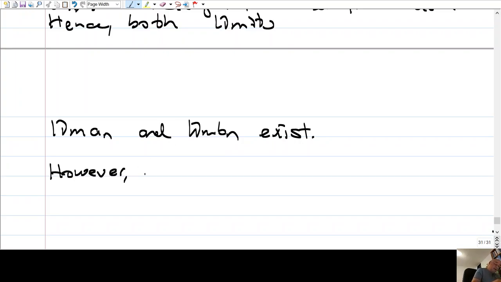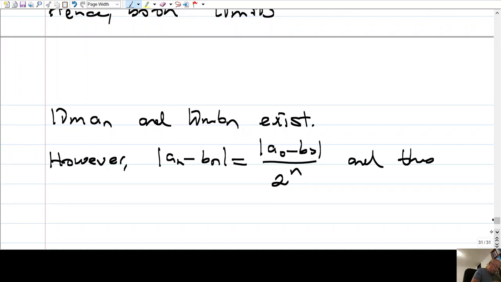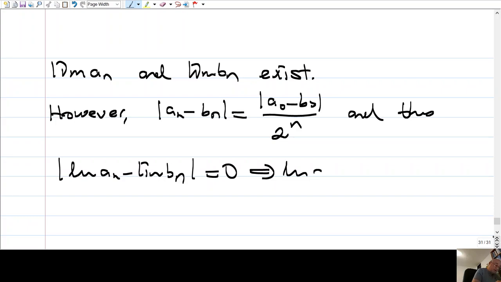the distance between a_n and b_n, right? What is this distance, a_n and b_n? This was (a_0 minus b_0) over 2 to the power n, and thus, taking the limit, this needs a little bit of proof, but limit a_n minus limit b_n, when you take the limit, this thing will go to 0, so that these limits are equal.